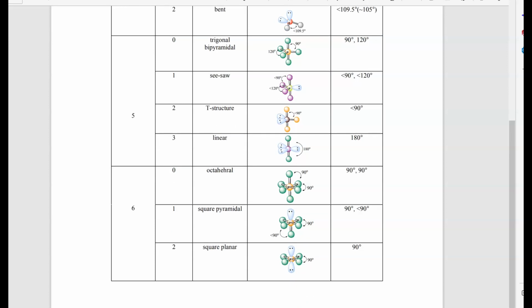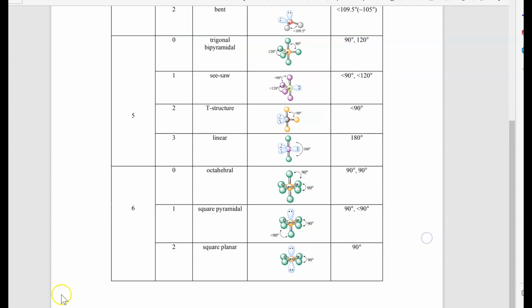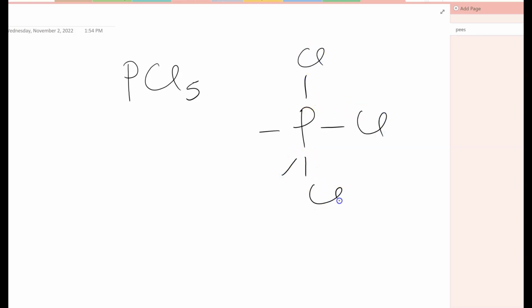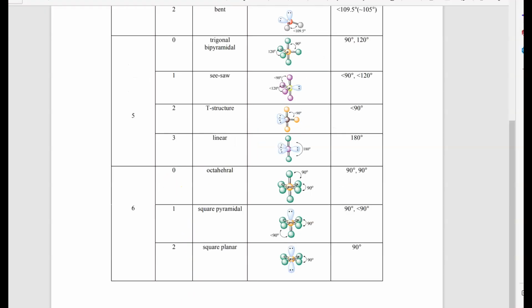So there are a few examples that I'm going to show you now so you understand how it works. Let me pull up OneNote again. It kicked me out. Hold on 1 second. So when we're talking about PCl5, this is an expanded octet. Okay, and when you look at the geometry, you can see 5, right? So that's trigonal bipyramidal.